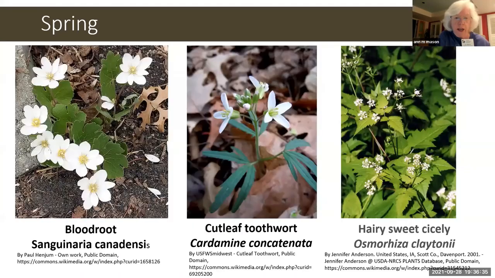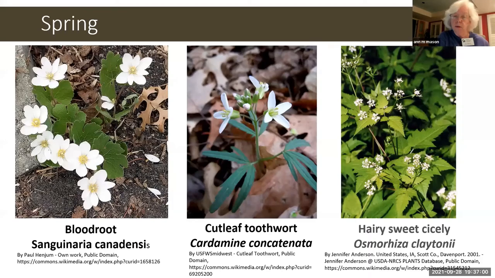Continuing on in our spring festival of flowers, the bloodroot has white flowers rising on a separate stem. Now this stalk could be 12 to 14 inches high. This flower also opens in the sunshine and closes at night, and it is a member of the poppy family.